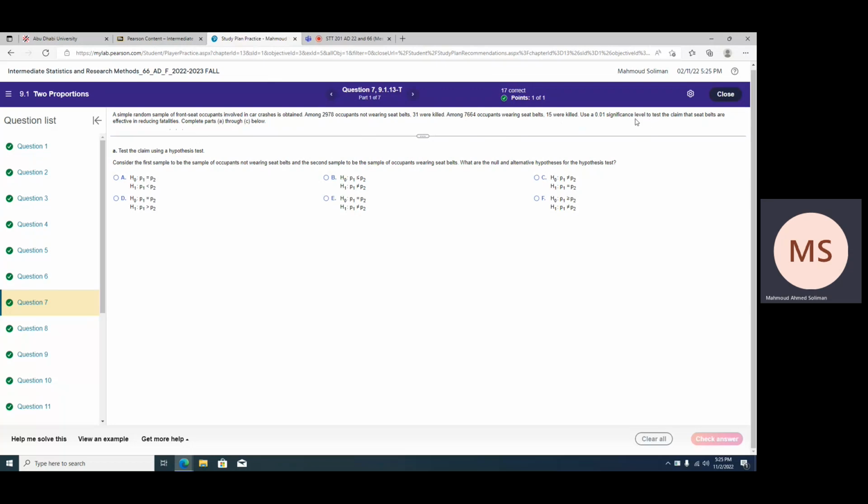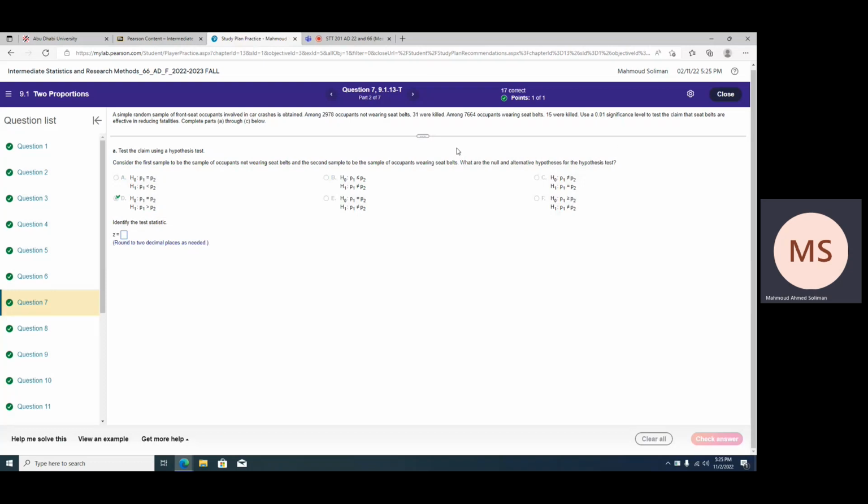Okay, look here. Test the claim that seat belts are effective in reducing fatalities. So, reducing, does it mean less than? Yes, reducing, so it's less than. So that means P1 is people not wearing seatbelts. P2 is people wearing seatbelts. And so they reduce fatalities. That means people die more in not wearing seatbelts. Did you get it? P1 is people not wearing seatbelts? Yeah, P1, right here it says sample 1, people not wearing seatbelts. Yes. P2 is people wearing seatbelts. Right here it says, second sample.